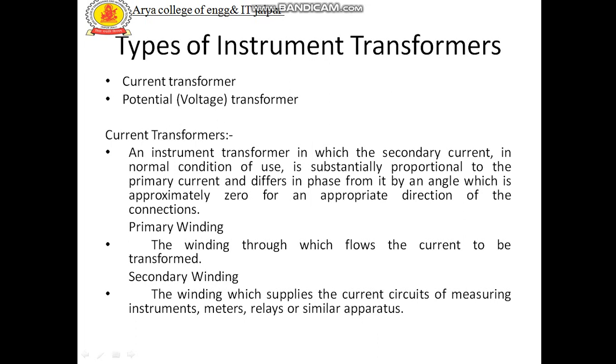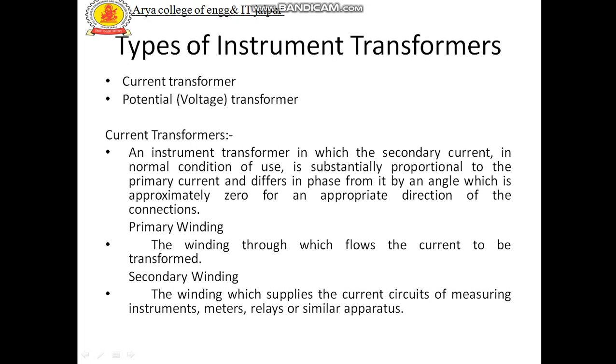It is very difficult to measure a high amount of current and voltage in a transmission line with our low range equipment like ammeters, clamp circuits. So we use the instrument transformers for the measuring of high amounts of current and voltages. The types of instrument transformers are current transformers and potential or voltage transformers.